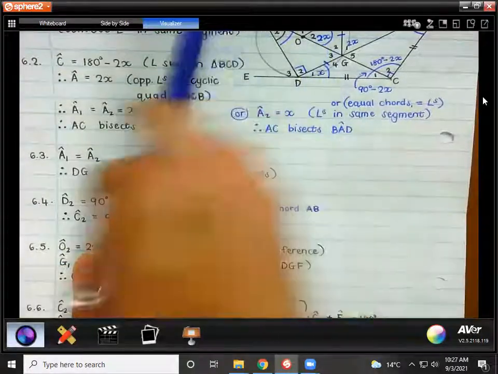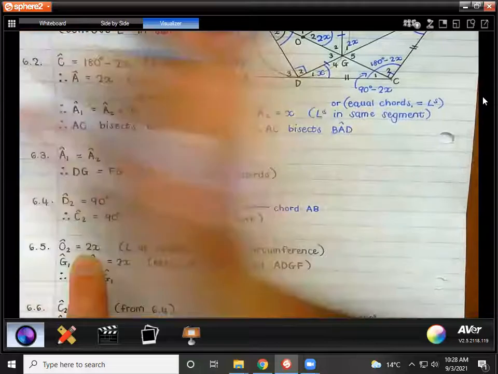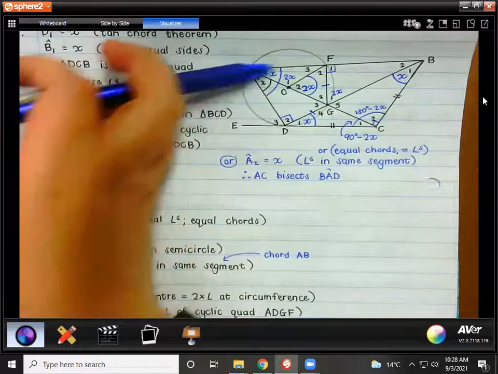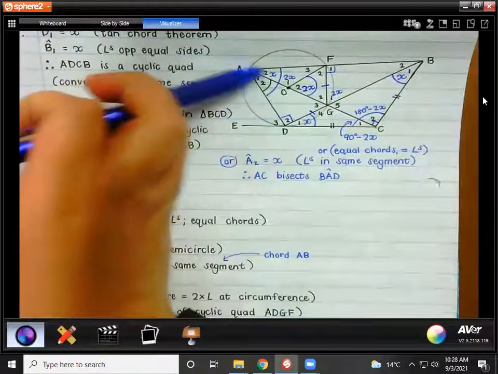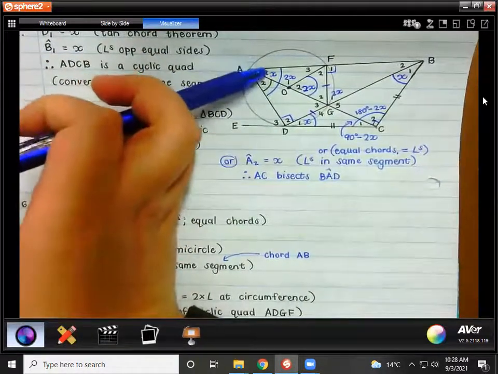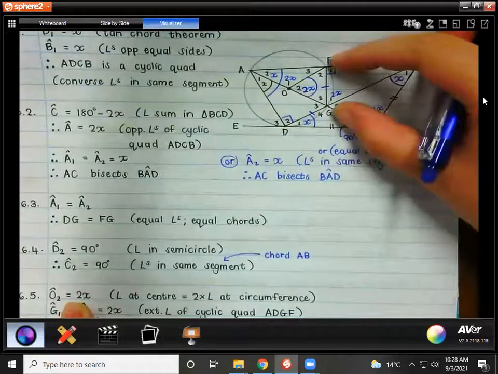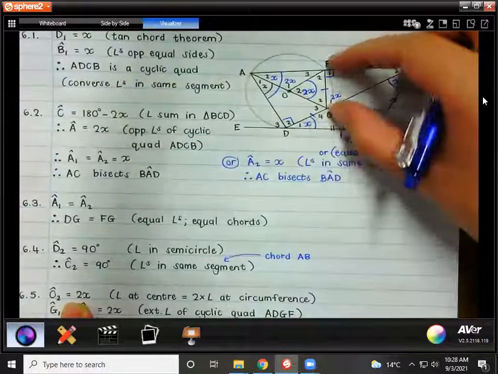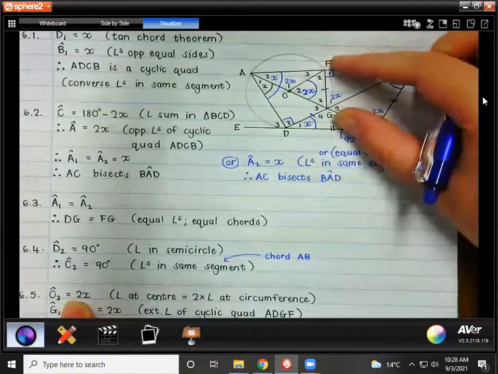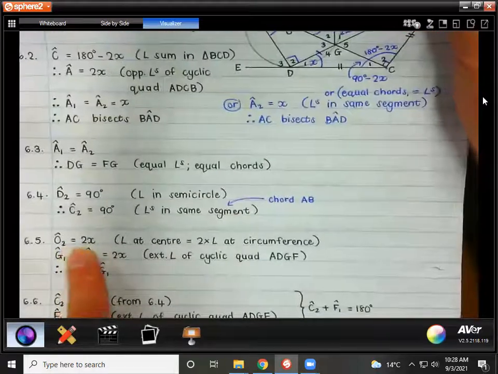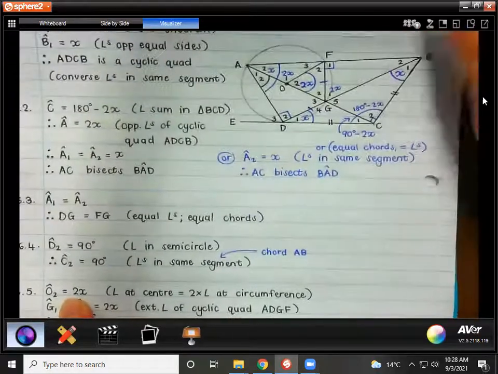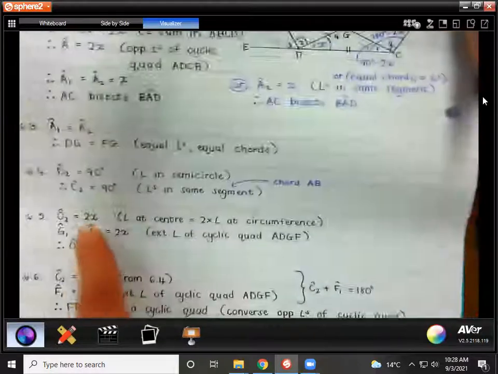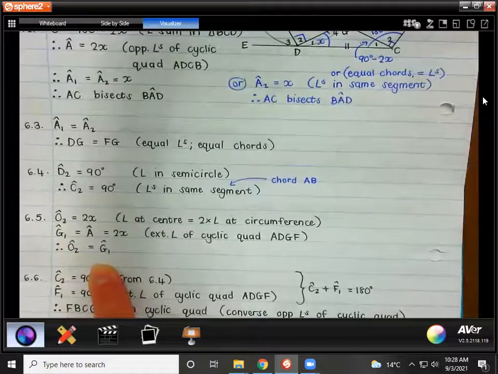Equal to 2x because of a2, which is equal to x. Oh, sorry. Because a2 is x. So this whole angle is 2x, but a2, that smaller angle there, is just equal to x. And a2 is subtended by FG at the circumference. And then O2 is subtended by FG at the center. So because of angle at center, that's how I got that 2x. Then I said G1 is equal to 2x because of exterior angle of a cyclic quad. So then if they're both equal to 2x, they are equal to each other. Yes.